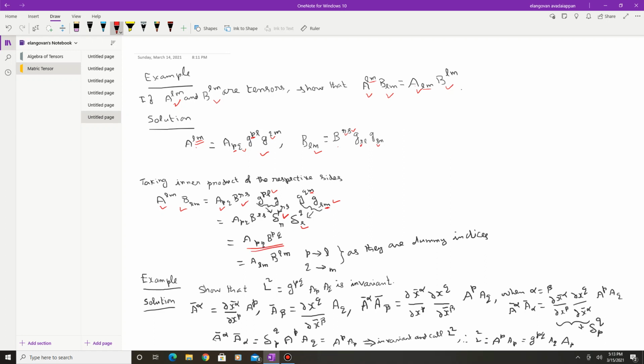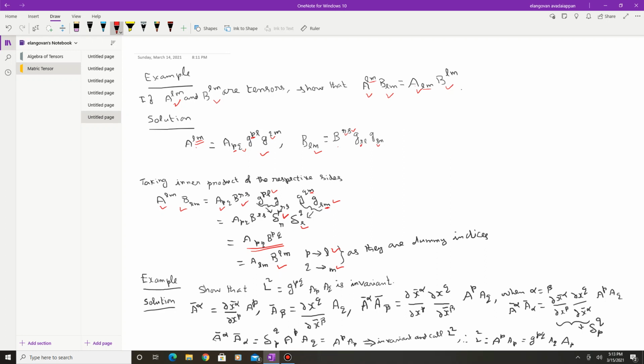Now here again, P is a dummy index. So any dummy index can be replaced by any index. For convenience, you replace P by M and Q by M. So this is ALM, BLM. So we will get this result. Because the dummy index can be replaced by any index, P can be replaced by L and Q can be replaced by L. We will get the desired result.